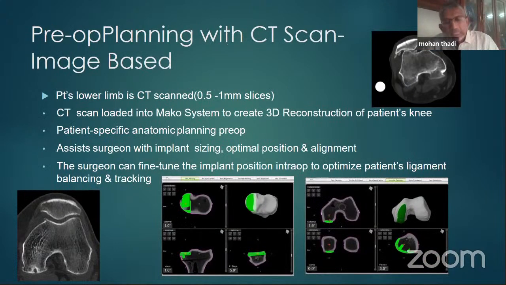So one of the things that is very unique to robotic unicompartmental is the CT scan. Most of the planning occurs on the CT scan, so it's an image-based system. The lower limb is scanned, and 0.5 to 1 mm slices are taken. All this information is fed into the system software, and the patient-specific anatomic planning is done. This helps the surgeon decide on the implant size, the optimal position and alignment, even before we have started the surgery. And once the surgery has started, you can fine-tune the position intraoperatively based on ligament balancing and tracking.